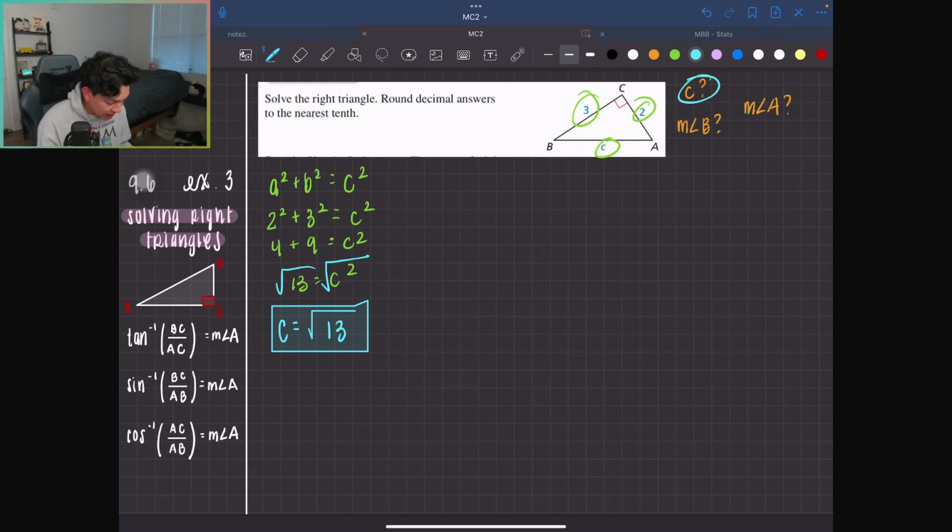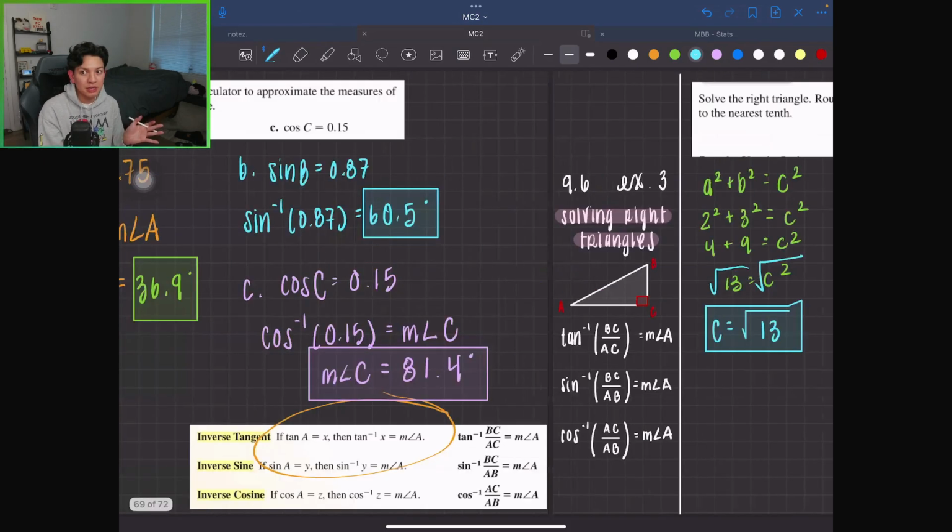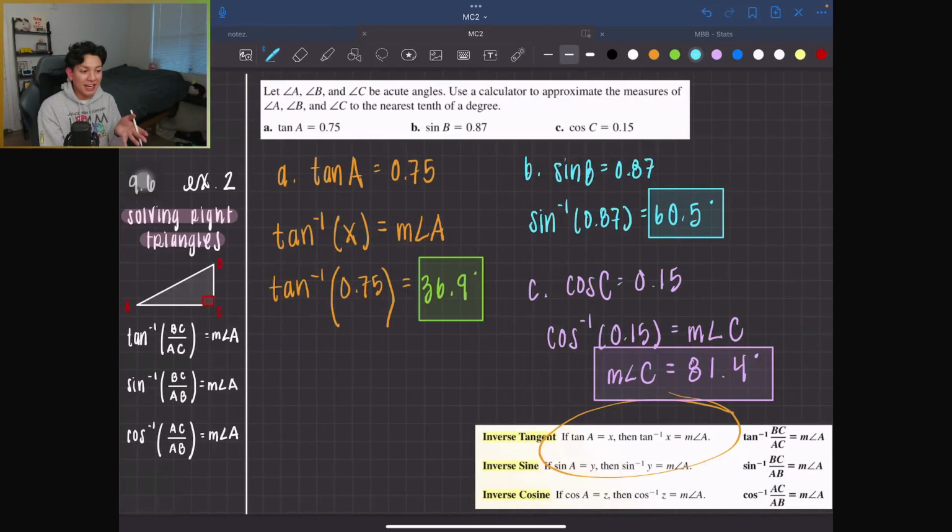Now let's go ahead and find out any of these angle measurements over here. Let's start off with B. Let's find out what is the measure of angle B. Okay, so if we already have our side lengths and we are missing angle measurements, maybe we use something that we just recently learned to find out what an angle measurement is. And that's where these inverse trigonometric ratios are going to come in, okay?